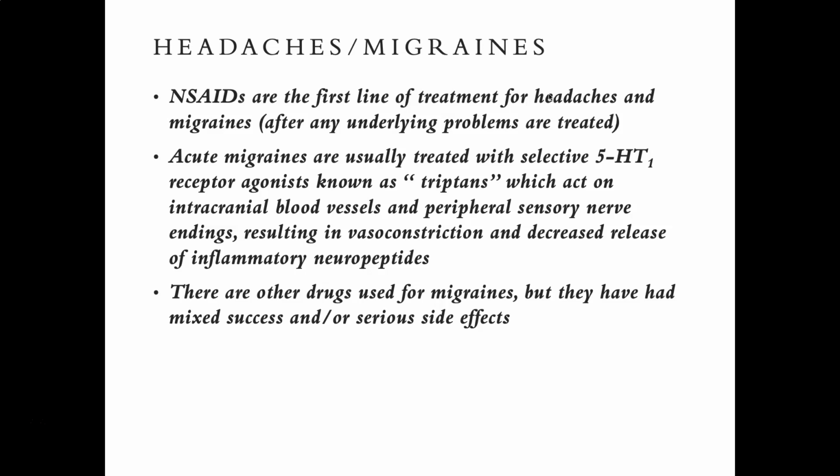But acute migraines are usually treated with selective 5-HT1 receptor agonists known as triptans, which act on intracranial blood vessels and peripheral sensory nerve endings, resulting in vasoconstriction and decreased release of inflammatory neuropeptides. There are other drugs that are used for migraines, but they have had mixed success and/or serious side effects.